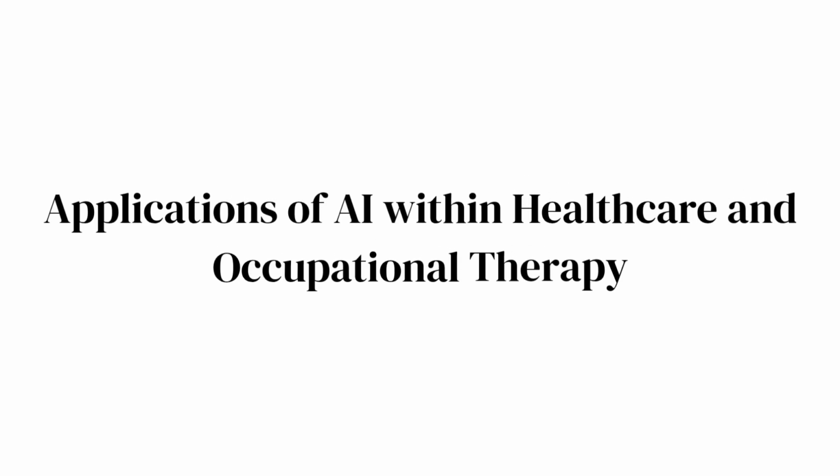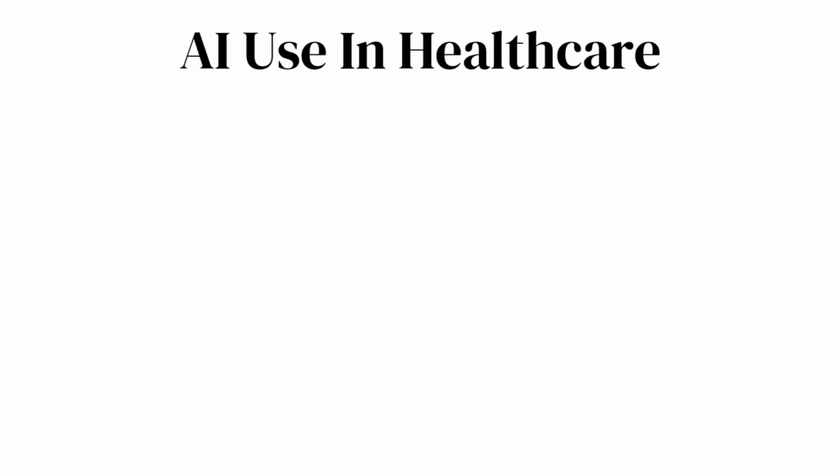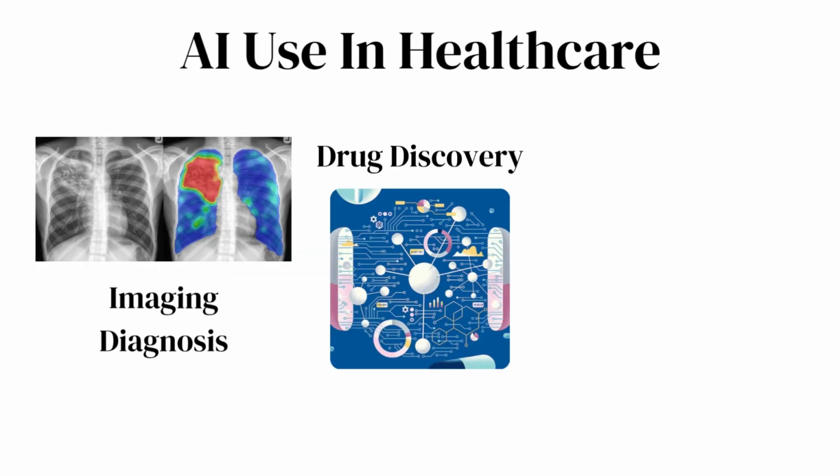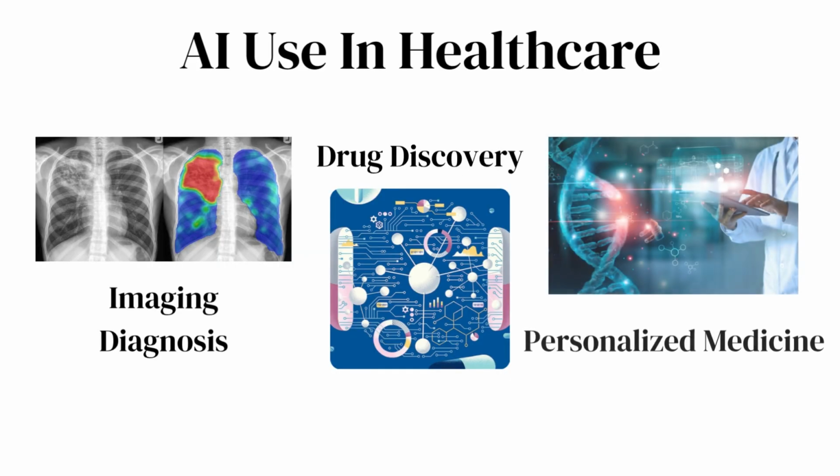Now that we understand how AI works, let's shift to how it's being applied in healthcare and occupational therapy. AI is already transforming healthcare. Radiologists use AI to assist in analyzing medical images, improving disease diagnosis. Drug discovery is faster than ever with AI-powered models. Personalized medicine uses algorithms to tailor treatments based on a person's genes, environment, and lifestyle.